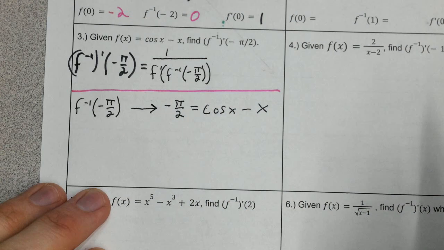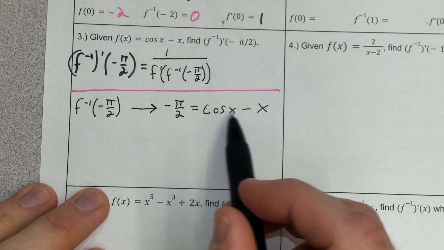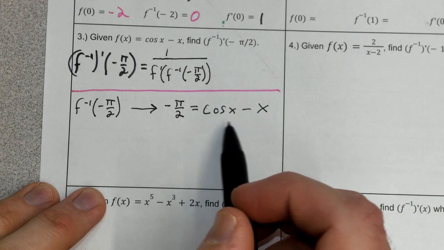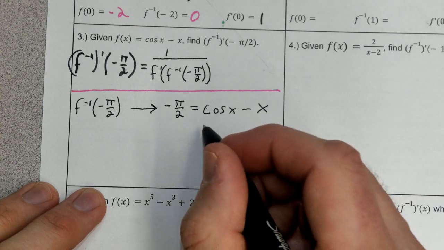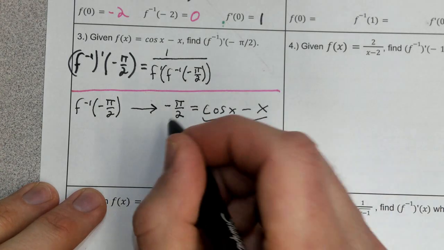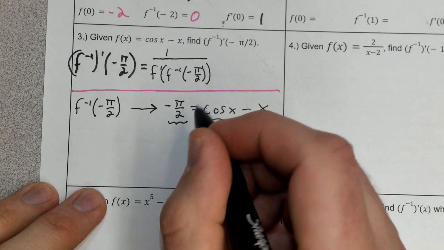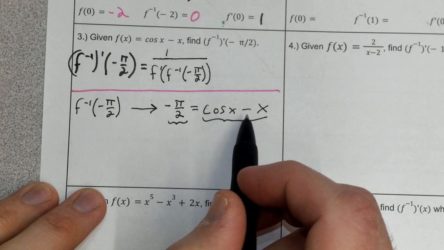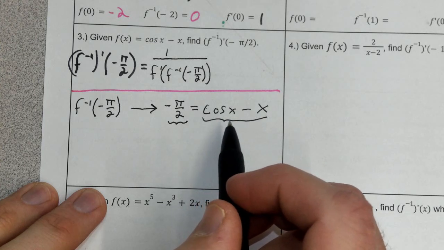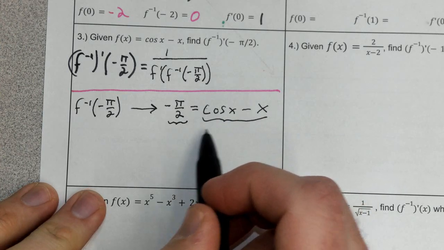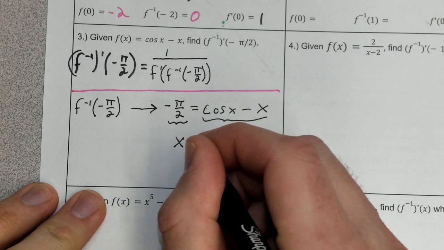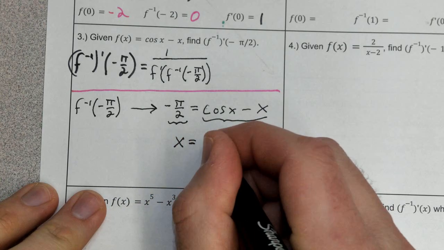Okay. All right, now this is something that's kind of difficult to solve algebraically. So what I would recommend doing, if I had to solve this equation and I could use my graphing calculator, I would graph the left-hand side and the right-hand side. So I'd put both of these in y equals. Y equals negative pi over 2. Y equals cosine x minus x. Graph them and find where they cross. That value where they intersect, that's the solution. And if you do that, you'll find that x equals pi over 2.